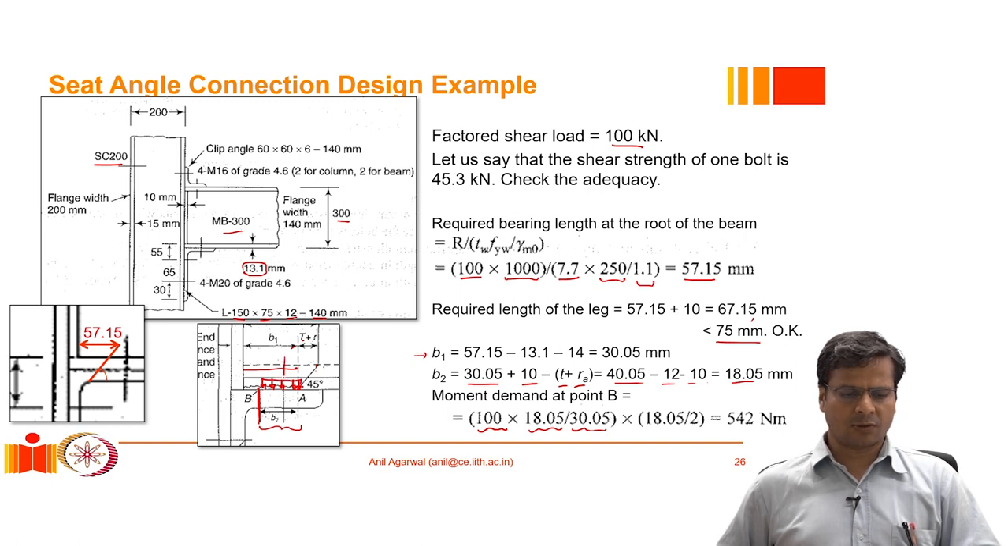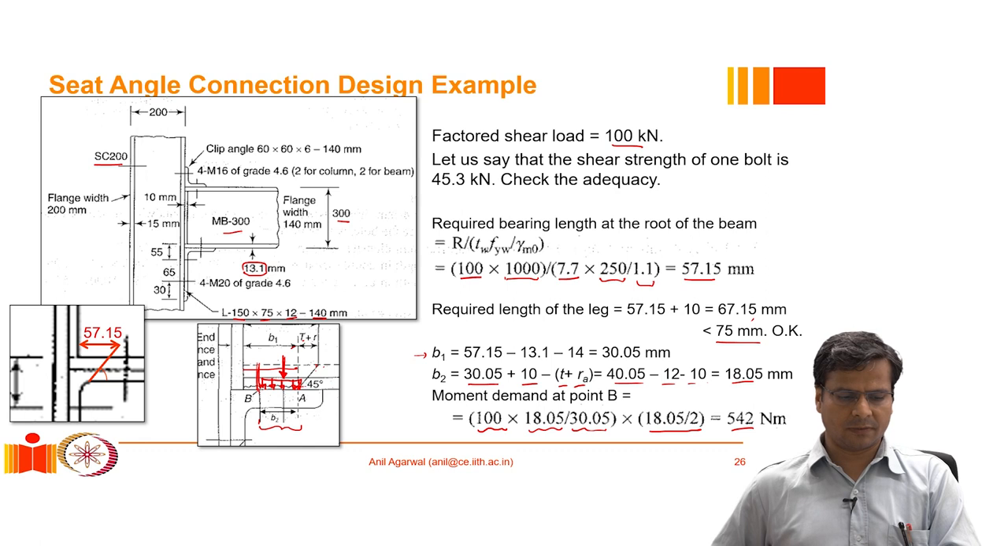Now, this force has its centroid at a distance B2 divided by 2 from the interface. So this is the interface, and the resultant force is acting here, and it is at a distance of B2 divided by 2. So that B2 divided by 2 will be equal to 18.05 divided by 2. If we multiply this lever arm with the resultant force, we will get the moment demand at the interface. So we get a moment demand of 542 Newton meter at this interface. Similarly, the shear force demand at that interface will be only this much.